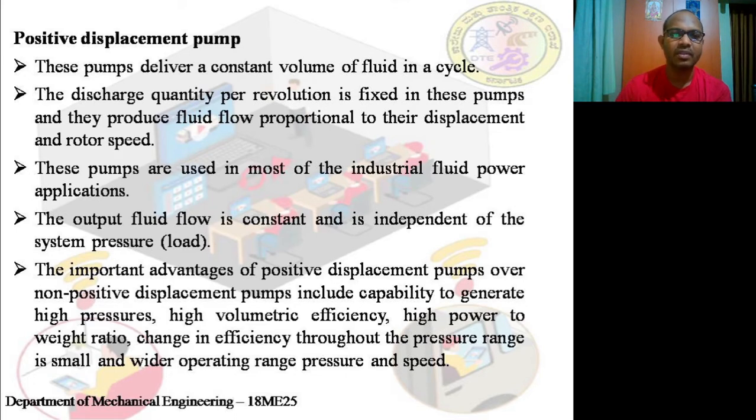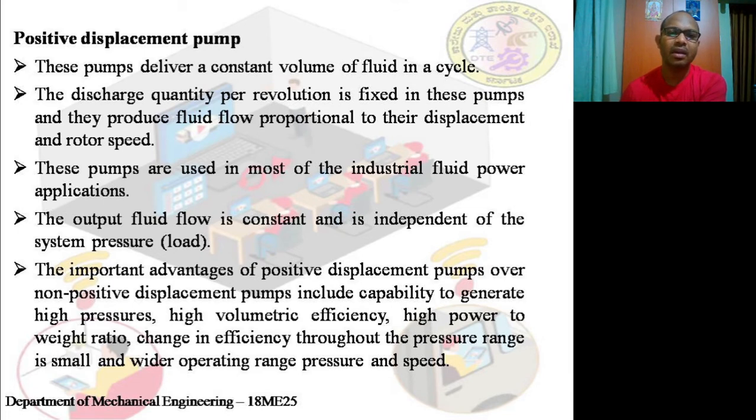Now the major advantages are the capability to generate high pressures of the fluid, high volumetric efficiency, and a high power to weight ratio. The power being utilized relative to the weight comes out very high. The change in efficiency throughout the pressure range is small. That means the efficiency doesn't change, so these are very good, consistent, efficient pumps. They work throughout the range.